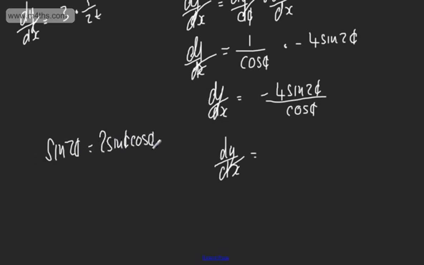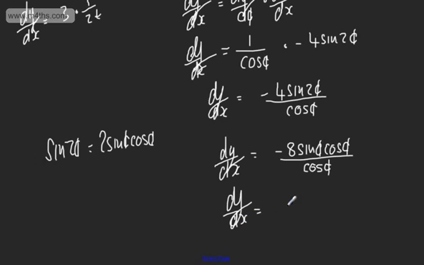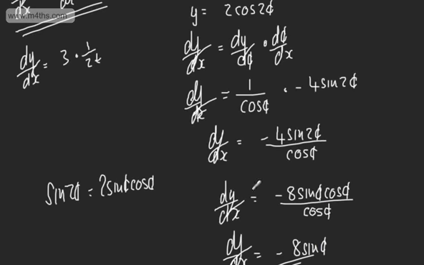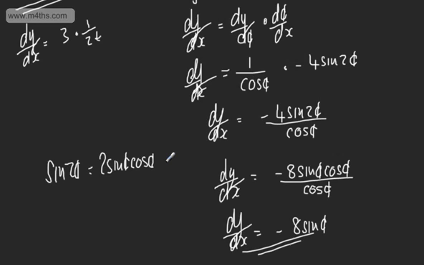We could write this now as minus 8 sine theta cos theta over cos theta. So they might ask us to show that dy by dx is equal to minus 8 sine theta. And then of course you would be given values of theta at a certain point on a curve to evaluate the gradient and potentially find a tangent to that curve. So there we go, that's differentiating.